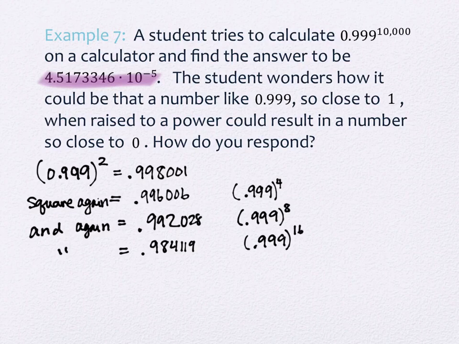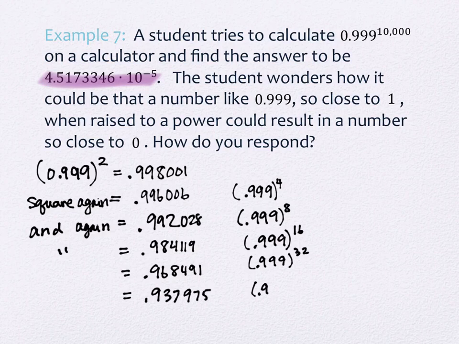And my powers are doubling every time. And then I get 0.968491. That's 0.999 to the 32. I have 0.937975, 0.99964. I want to do 4 more lines. Okay, you can fill them in later if I'm going too fast. I'm sorry. I recognize that I'm running out of time and I'm trying to get you out of here.